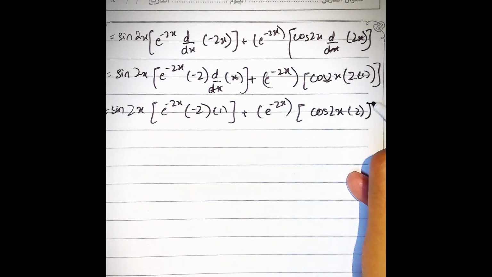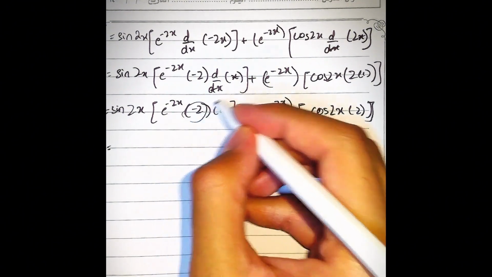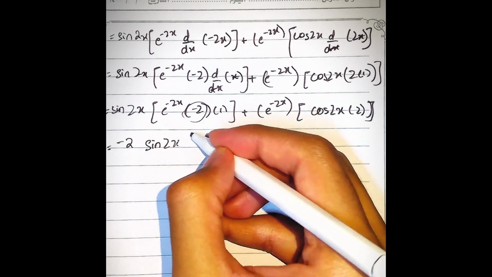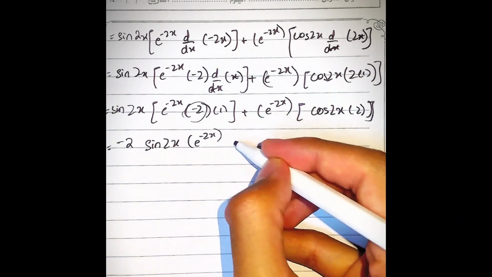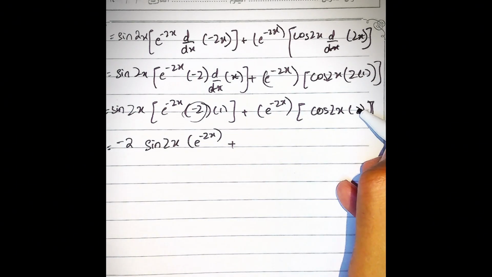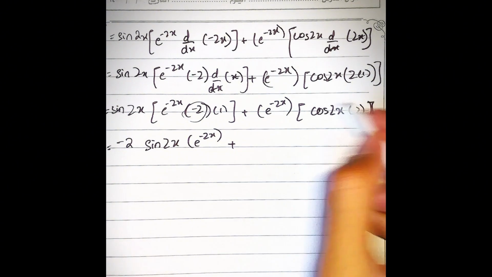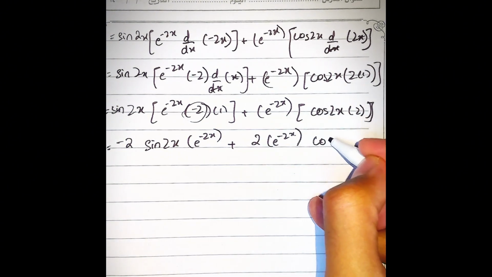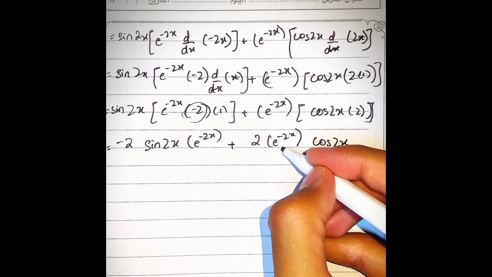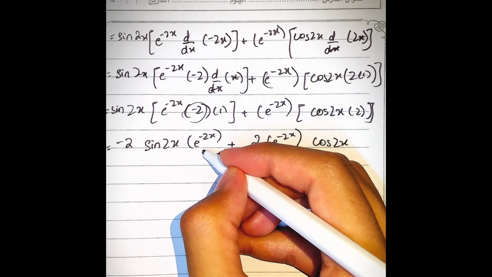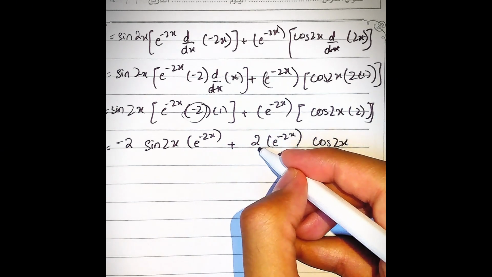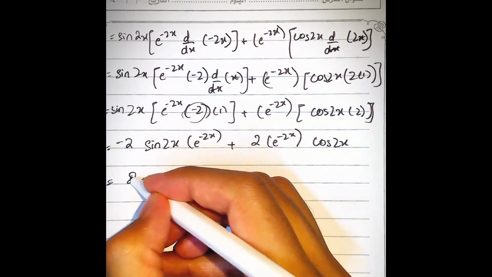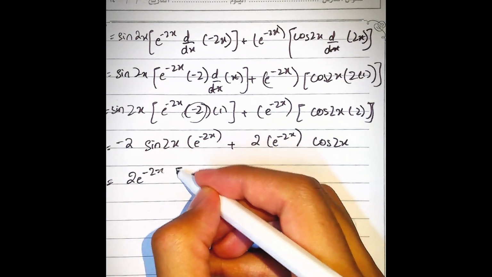Okay, so we can see that the -2 over here can be written separately, so we can write -2 sin 2x e^(-2x), because all of these terms are being multiplied, plus over here we have 2, so we can separate it and write 2 e^(-2x) cos 2x. Now if you see, we have e^(-2x) over here, and also in this term we have e^(-2x). Over here we have 2, and over here we have 2. So we can just take these terms out common. So 2e^(-2x), and we are left with -1.